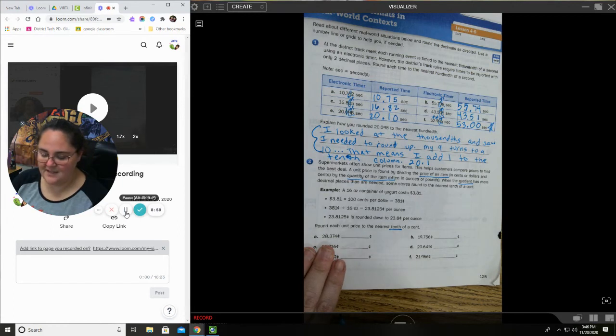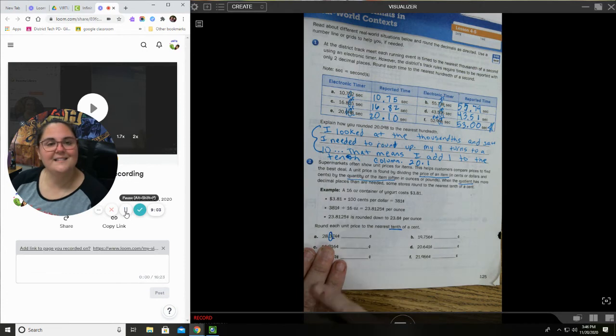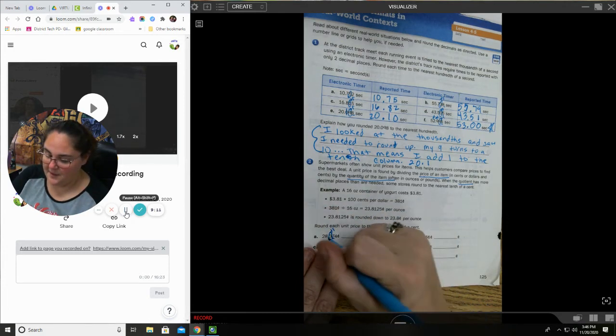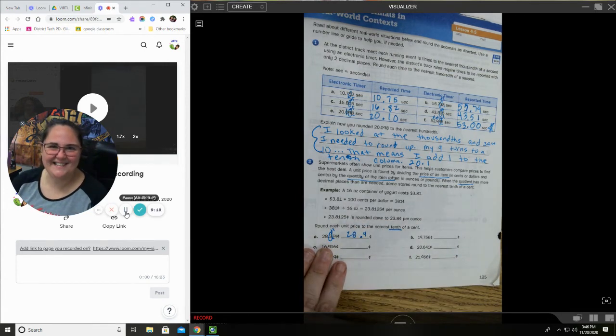Okay. Here we go. 28.374. I'm rounding to the nearest tenth. It's a 7. So is my answer going to go up or stay the same? I'm going to round up. Well, 3 plus 1 is 4. The rest stays the same. That's what you should have gotten.